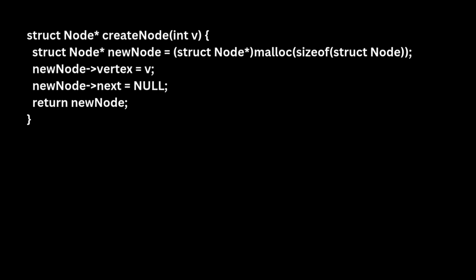Now create a new node. This allocates memory for a new node, sets the vertex value, initializes the next pointer to NULL.